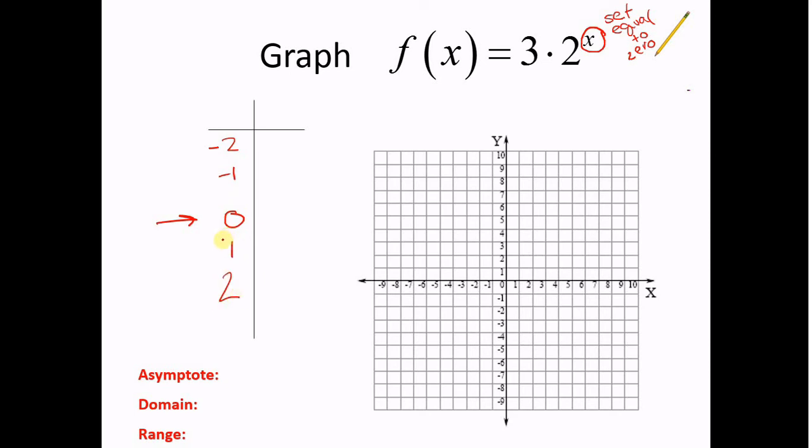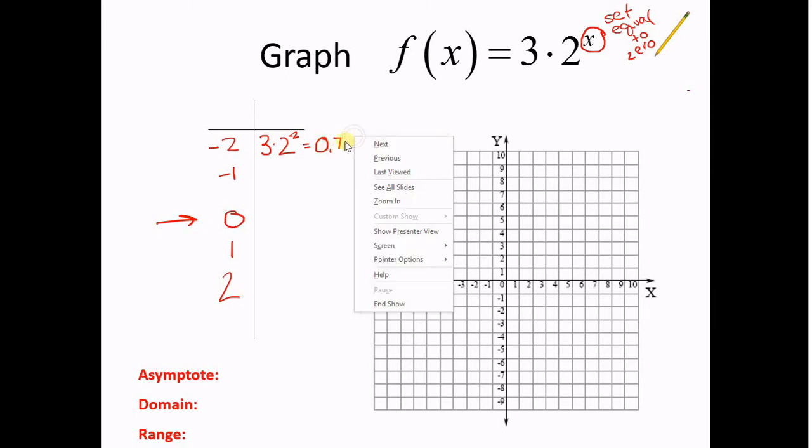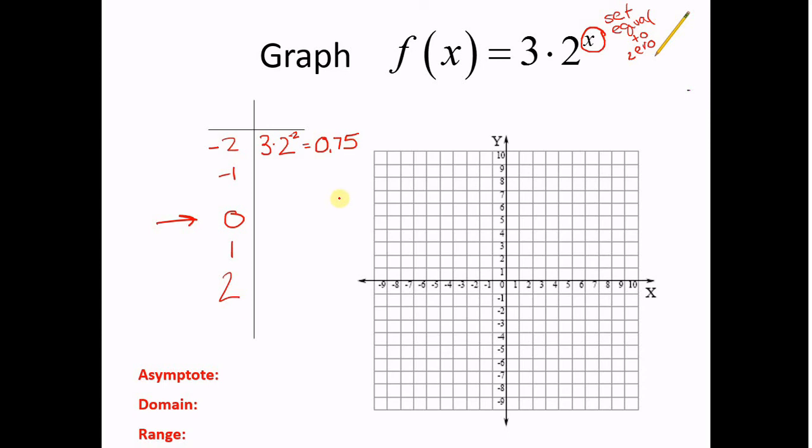Wonderful. Now, this is when our calculator is going to become exceptionally important. So 3 times 2 to the -2. I'll wait for you to type it into your calculator. You should have gotten, I'm hoping, 0.75. If not, double check. Make sure you didn't type it in wrong. For -1, you should have gotten 1.5. For 0, that's 3. 1 is 6, and 2 is 12.